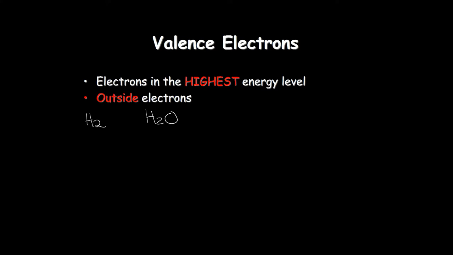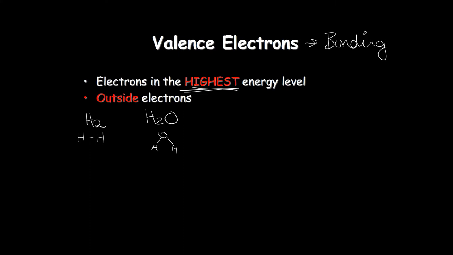So in order for these things to bond to one another, so for this hydrogen to bond to another hydrogen, and then this oxygen to bond to the hydrogens, they need to use what are called their valence electrons. And their valence electrons are the electrons that are in the highest energy level. And so these are the ones that are on the outer shells. And these are going to be the ones that are used for bonding.